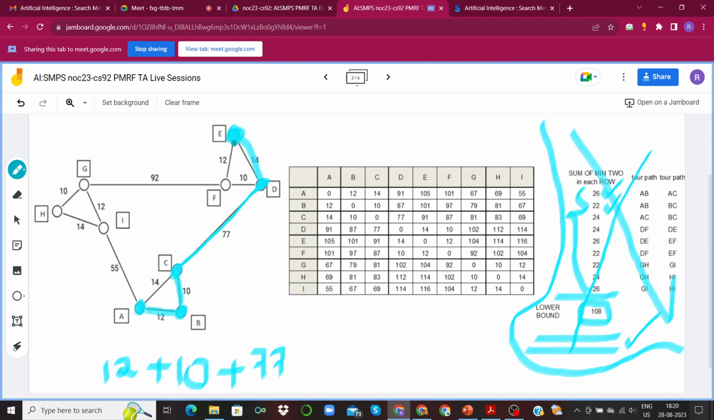Now when we are at E, we have to take the 12 cost edge to F. Okay, so I didn't add these. So 14 plus 12. And then we are going to take 92 to G. Then we are going to take 10 and 14 and then back to A. Okay, so let me shift to the next slide.